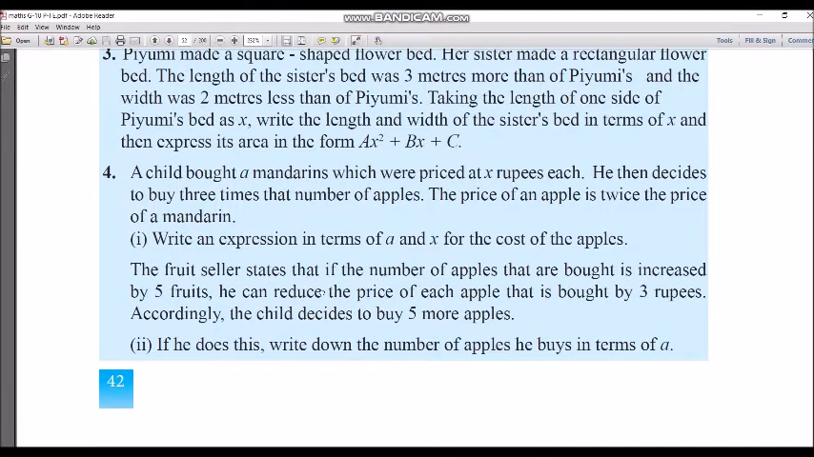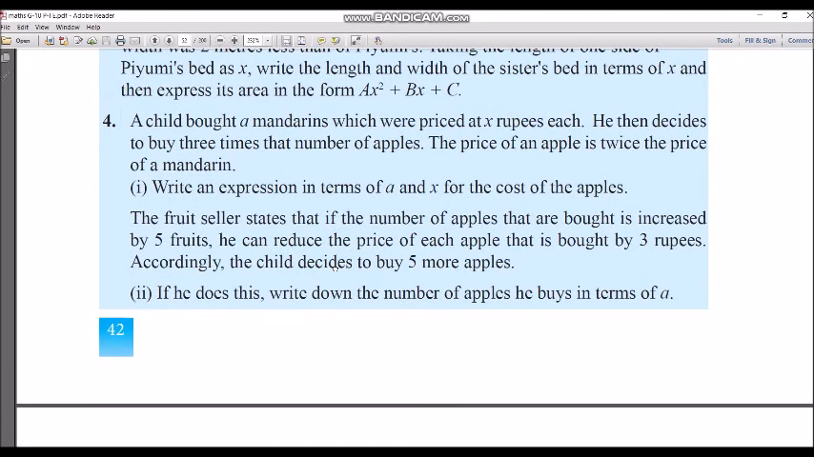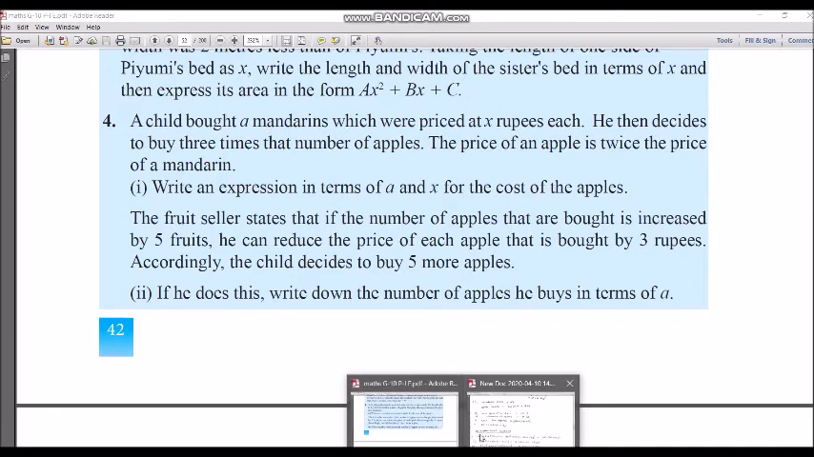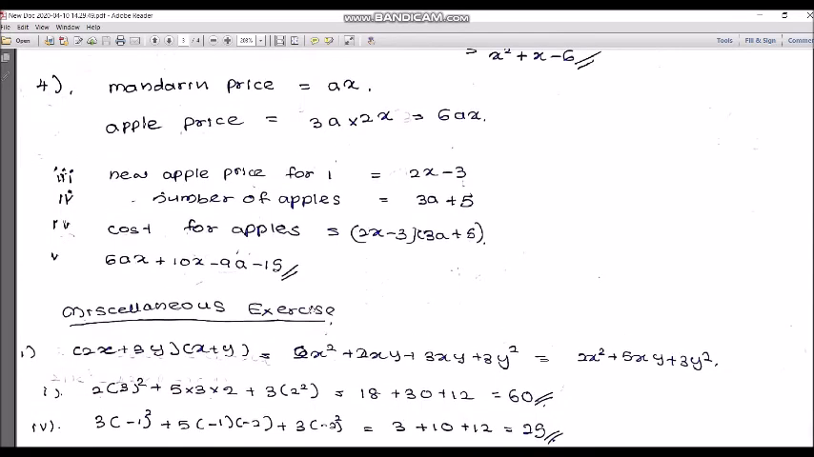In the fourth question, a child bought a mandarins, each priced at x rupees, and then he decided to buy 3 times that number of apples. So if he bought a mandarins, 3 times that means 3a apples, and the price was twice, the price is 2x. So we can write the expression for cost. Mandarin price is a into x. Apple price is 3a into 2x, that is 6ax.